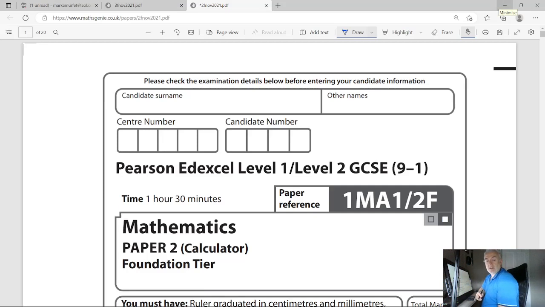Hi, and welcome to this video on the Edexcel Paper 2 foundation tier that we're going to look at. We can see it's a calculator paper.